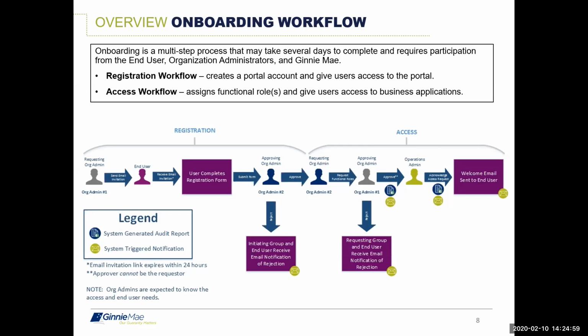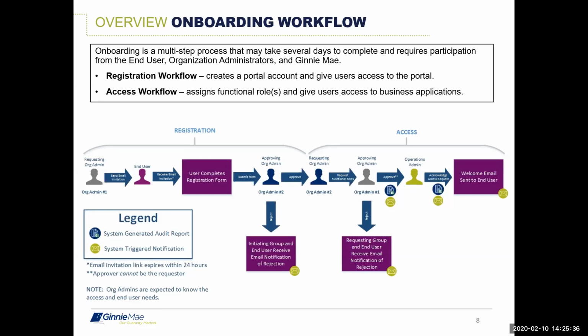Starting on the left-hand side, an organization administrator will send an invitation to you, the end user, via email. When you receive that invitation, you are going to complete a registration form that is very much self-explanatory. If you have an RSA token, a hard token that was issued by the Bank of New York Mellon on behalf of GinnieMae, you will want to make sure that that token number has been included in your registration form and that it has been listed properly. If this does not occur, you may run into some problems when it's time for you to use that token through MyGinnieMae.